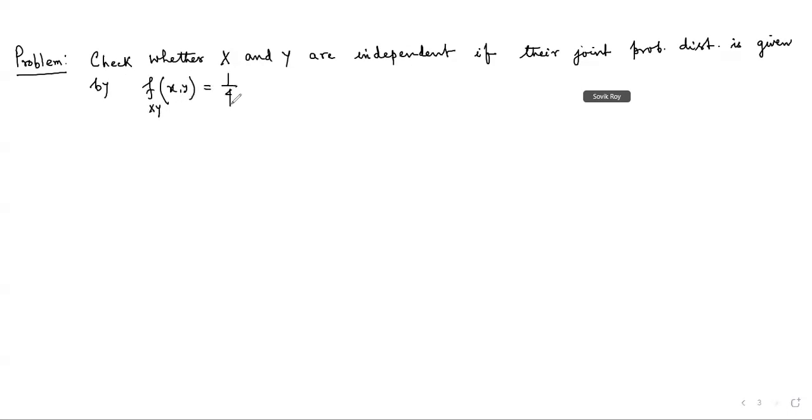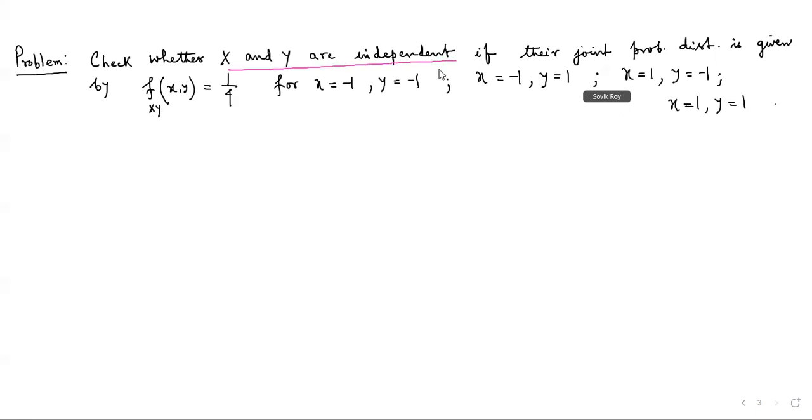to 1 by 4 for x equal to -1, y equals to -1, then x equal to -1, y equals to 1, then x equal to 1, y equals to -1, then x equal to 1, y equals to 1. Okay, so suppose this is the problem. We want to check the independence of the two random variables.